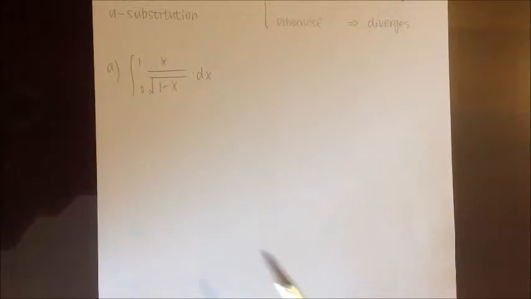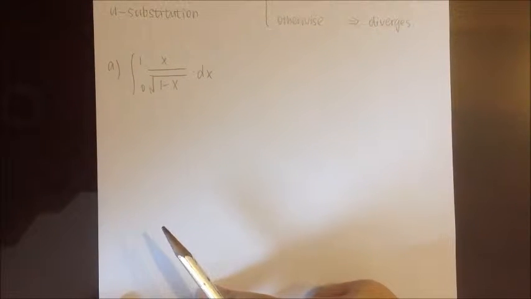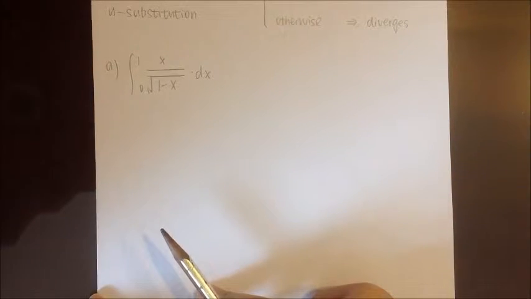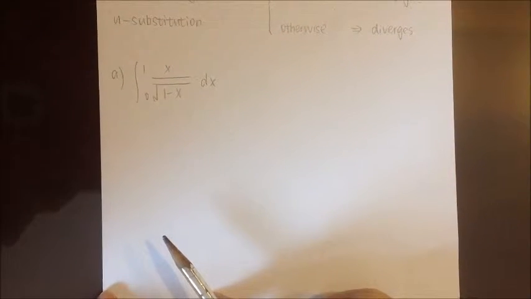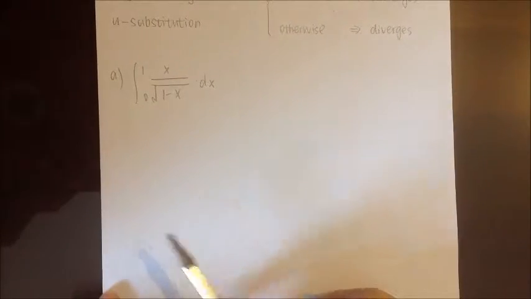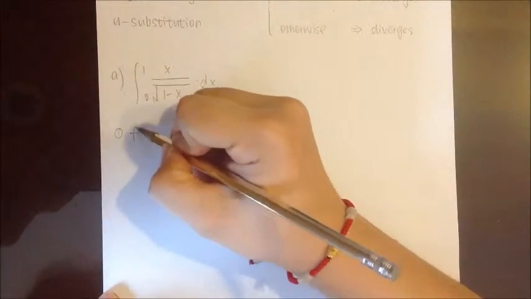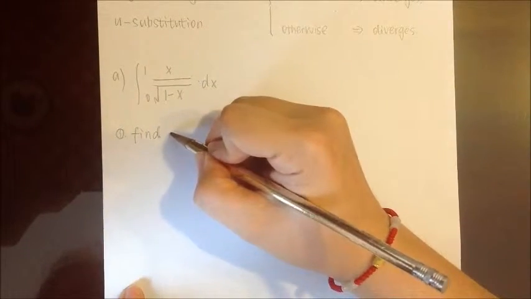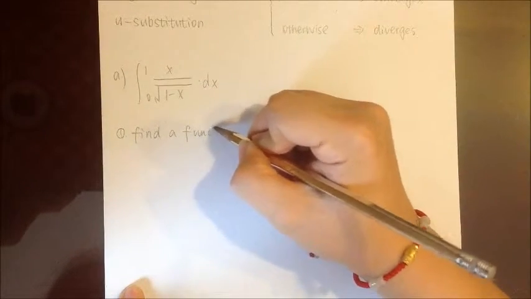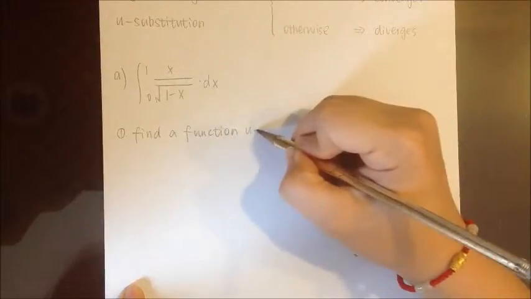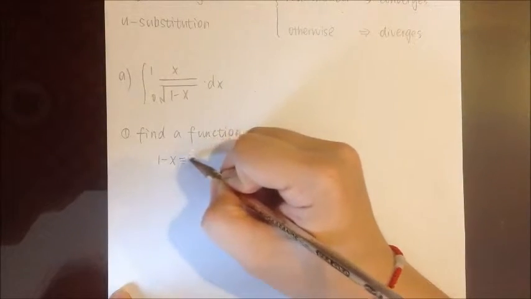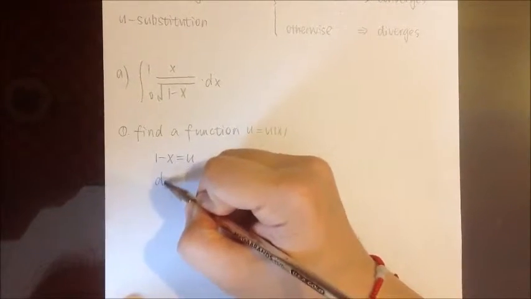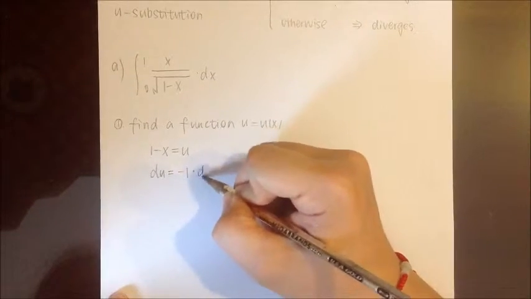First, let's see this integral. This integral doesn't look quite familiar for us, because it has the square root of 1 minus x as its denominator. So how could we integrate it? First, we should find a function u in terms of x. In this one, I choose 1 minus x equals to u, which means du equals to -1 times dx.